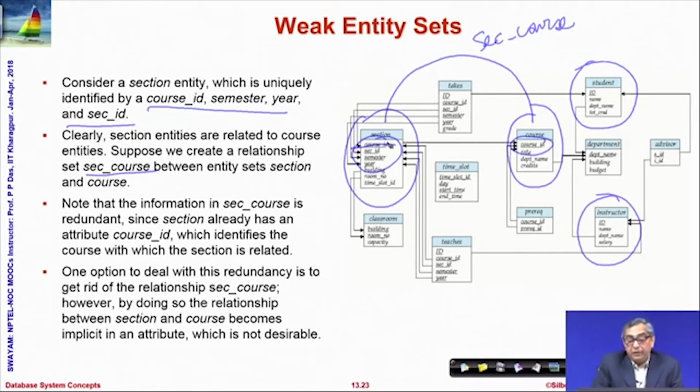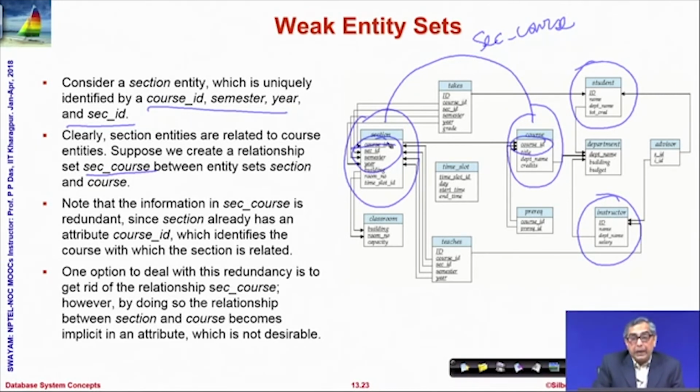Well, if we remove the course ID, now we have a different problem. If you remove the course ID, then you have section ID, semester and year, but this does not uniquely represent the tuples of this relation, because there could be two section A's in the same semester in the same year for two different courses. How do you distinguish them?